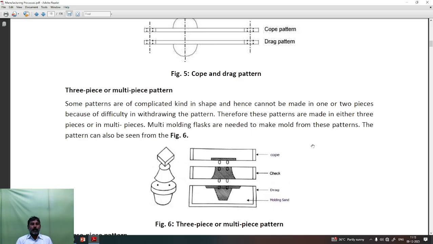And three piece pattern. Some patterns are of complicated shape and hence cannot be made in one or two pieces because of difficulty in withdrawing the pattern. Therefore, the patterns are made in either three pieces or in multi pieces. Multi molding flasks are needed to make a mold from this pattern. The pattern can also be seen from the mold cavity.